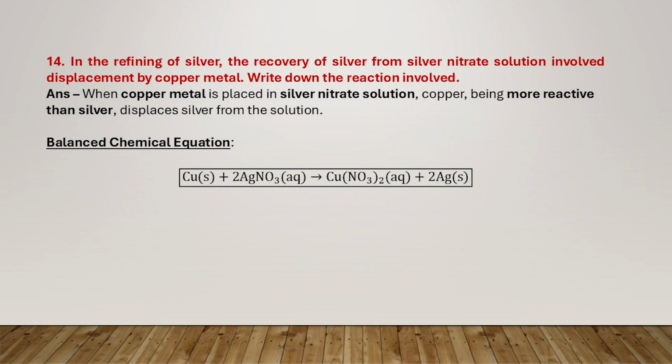14. In the refining of silver, the recovery of silver from silver nitrate solution involved displacement by copper metal. Write down the reaction involved. Answer. When copper metal is placed in silver nitrate solution, copper, being more reactive than silver, displaces silver from the solution. Balanced chemical equation: Cu(s) + 2AgNO3(aq) → Cu(NO3)2(aq) + 2Ag(s).